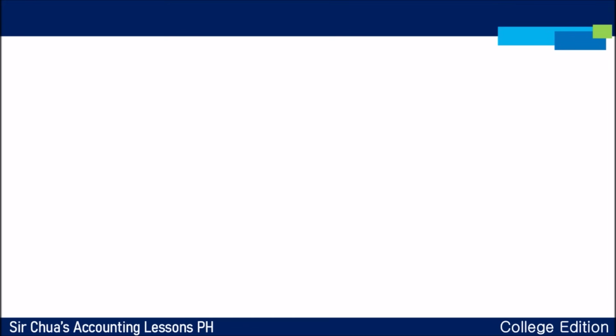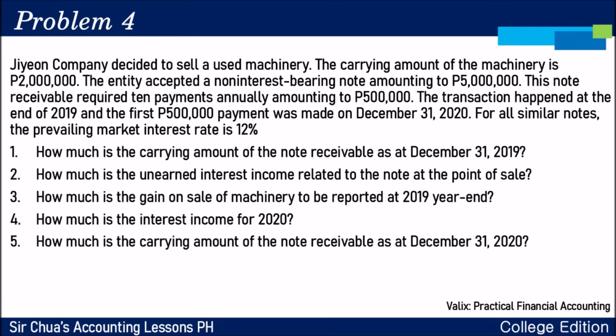And for problem number 4, we will be moving on with notes receivable. Gion Company decided to sell a used machinery. The carrying amount of the machinery at the time of sale is 2 million. Ang nangyari, yung bumili sa kanila ay nag-abot sa kanila ng non-interest bearing note. The entity accepted a non-interest bearing note which is 5 million. This note receivable requires 10 annual payments of 500,000 each. Tama nga naman, 500,000 times 10, 5 million.